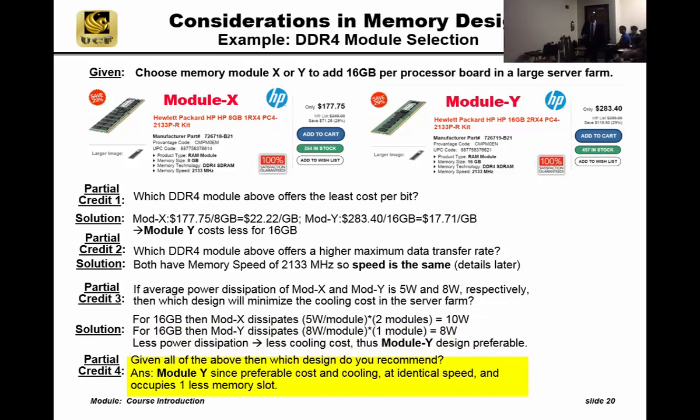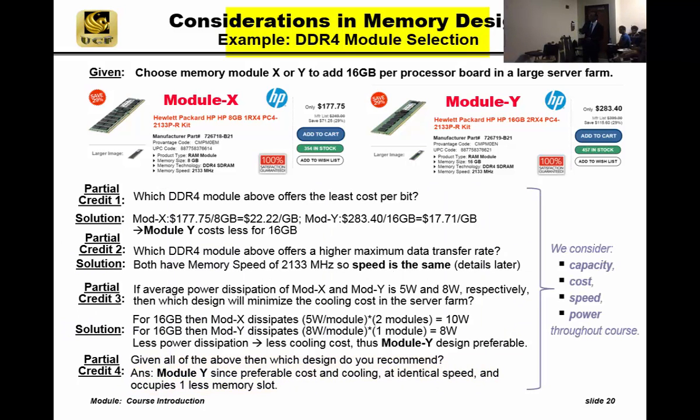So given all the above, which would you recommend? Well, now we're back to looking at all the metrics together. We look at speed was the same, so that's a wash, and then module Y is denser, so you only need to buy 1 of them. It's only going to occupy 1 slot instead of 2. It actually is consuming less power per bit as well. So module Y is probably a good choice by any of the metrics. Okay. But you can see the kind of trade-offs that you can make with these quantities and doing the calculations with these. Okay.